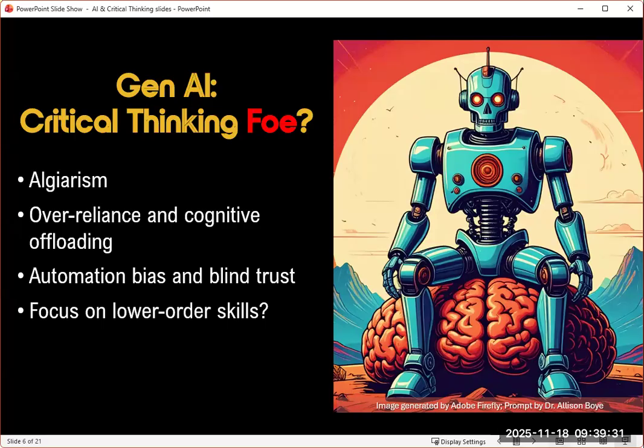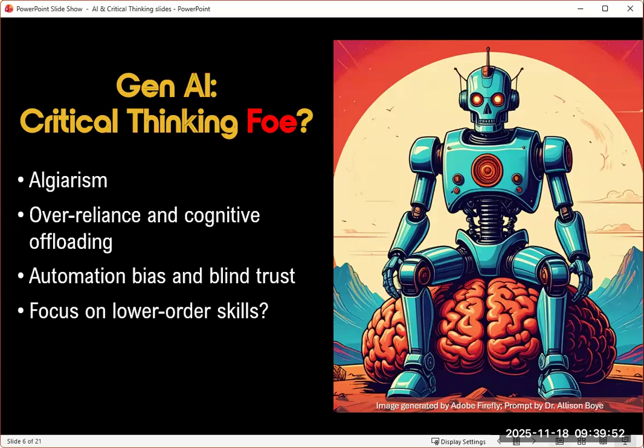And bear in mind, this is still a very young field, right? There's a lot of research out there growing, but it's still very young. So here's what we know. The unguided use of generative AI presents some risks that can undermine critical thinking.